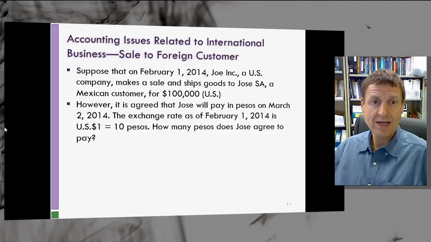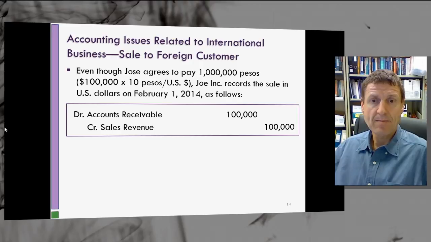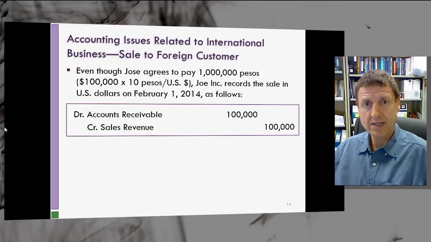Well, let's have a look at the next slide, shall we? So at the time of the sale, accounts receivable for the American company is $100,000 and the sales is credited for $100,000. So even though Joe's agrees to pay 1 million pesos, that is 100,000 times 10 pesos, Joe Inc. records the sale in US dollars on February 1st as follows. So basically, the US company has created a credit sale transaction.